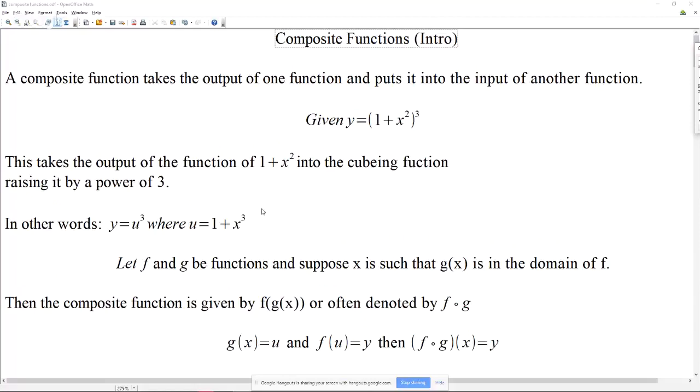So if you have a very simple equation, like here, y equals parenthetical group 1 plus x squared, all cubed... excuse me, 1 plus x squared plus 3.